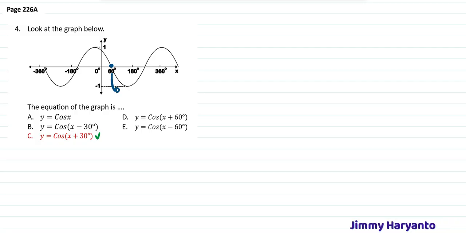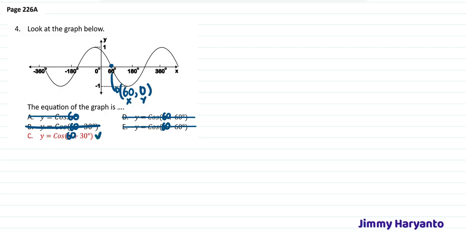Let's take a look at this point. For this point, we have 60, 0. 60, 0 means x equals 60 and y equals 0. That means when we put 60 into each of these, the result of y has to be 0. If it is not 0, that means that is not the answer. This one is not 0, this one is not 0, this one is 0, this one is not 0, and this one is not 0. So clearly the answer is C.